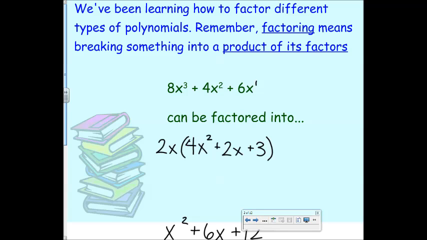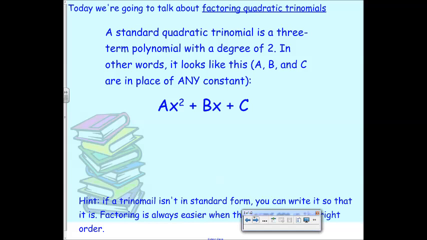So now we have a factor of a monomial out here, our GCF. And then inside here we have a quadratic trinomial because it's 1, 2, 3 terms with a power of 2. So that's a quadratic trinomial. So what we're going to do today is we're going to figure out how to factor this. So every standard quadratic trinomial is 3 terms with a degree of 2. In other words, it looks like this.